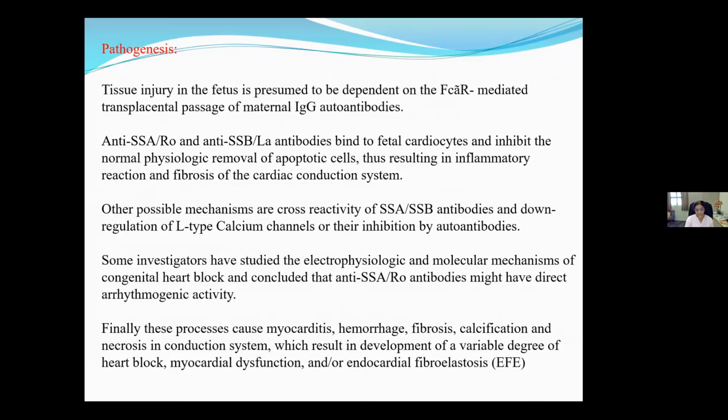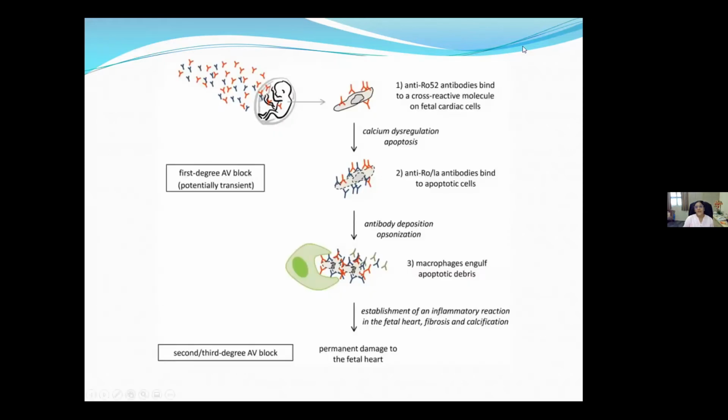They have arrhythmogenic activity. Finally, all these processes cause myocarditis, hemorrhage, fibrosis, calcification, and necrosis in the conduction system, which result in the development of a variable degree of heart block, myocardial dysfunction, or endocardial fibroelastosis. The anti-Ro antibodies bind to a cross-reactive molecule on the fetal cardiac cells. So there is some calcium dysregulation and apoptosis.